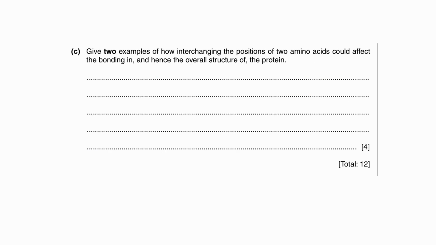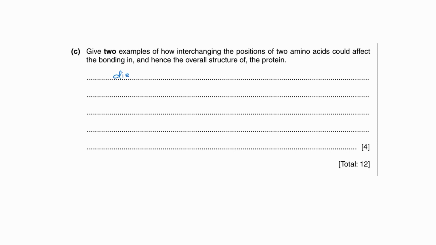So next, question C. The question wants us to give two examples of how interchanging the position of two amino acids could affect the bonding in the protein structure and hence the overall structure of the protein. So interchanging the position of two amino acids could actually disrupt the interaction of side chain to side chain in a tertiary structure or a quaternary structure of protein. So any of these side chain to side chain interactions could give us 2 marks.